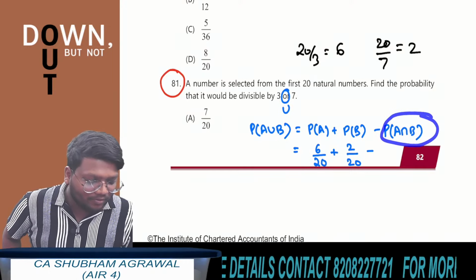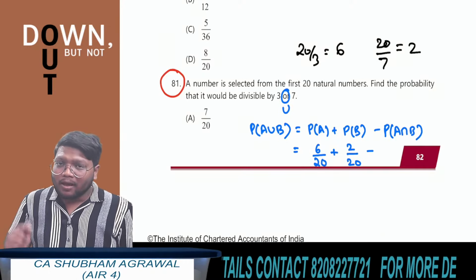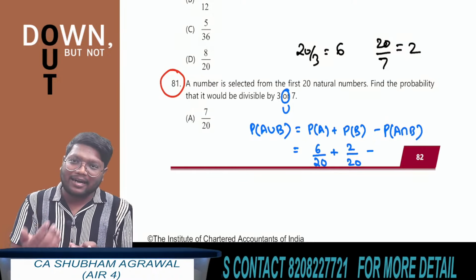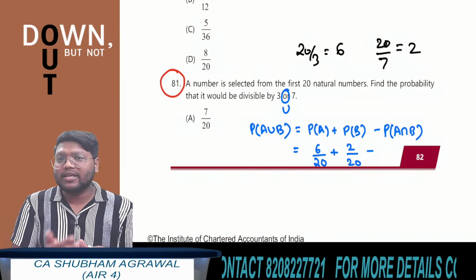the probability of A intersection B. What is the meaning of this probability of A intersection B? The probability that a number selected at random is divisible by both 3 as well as 7.